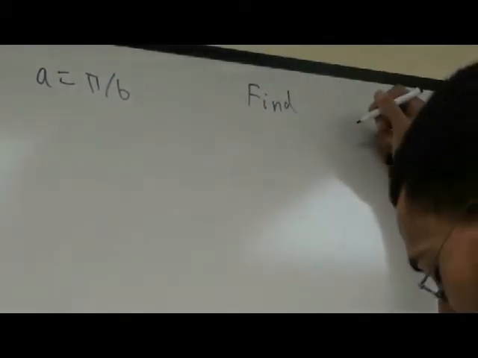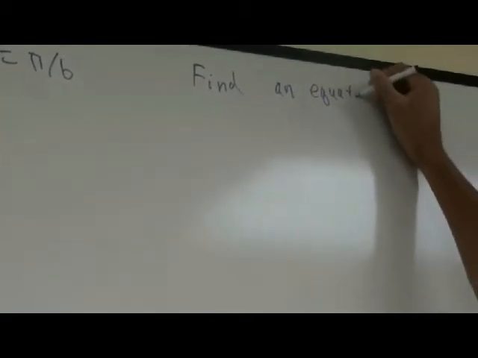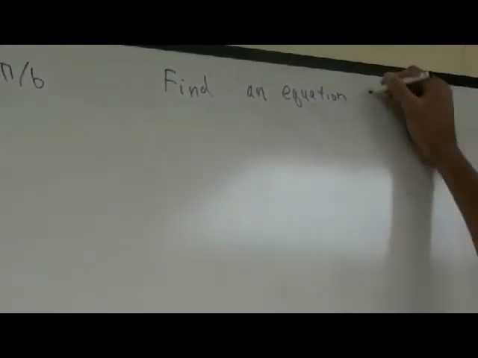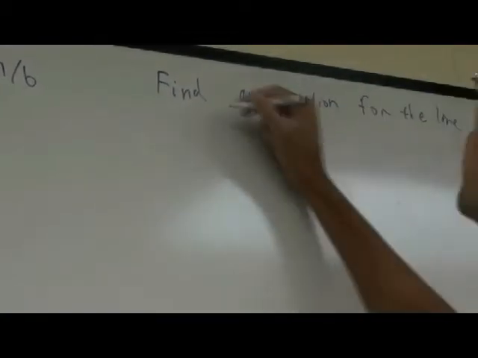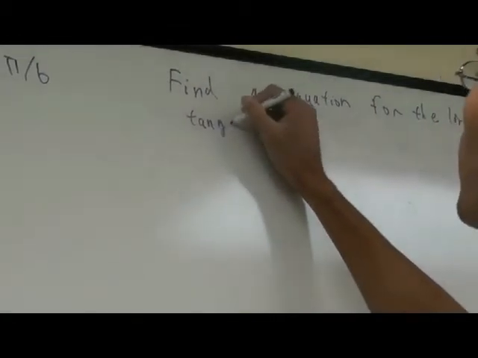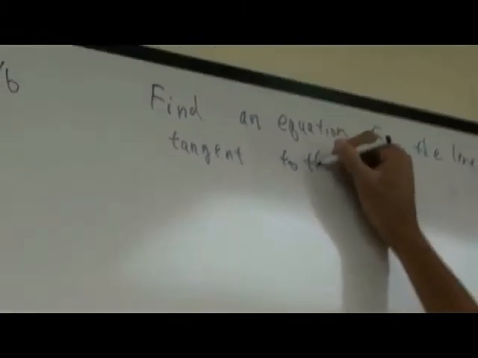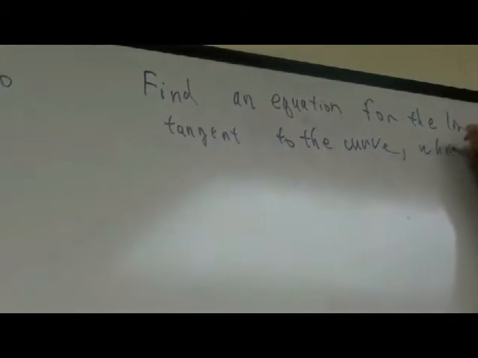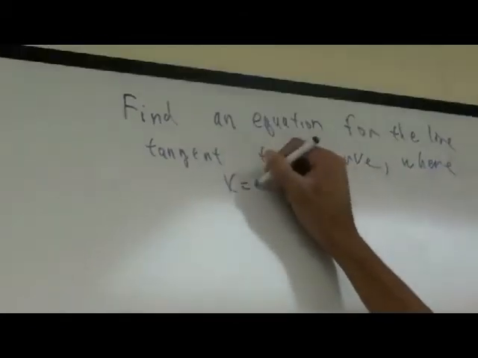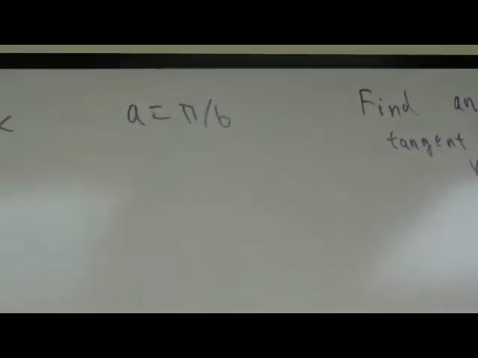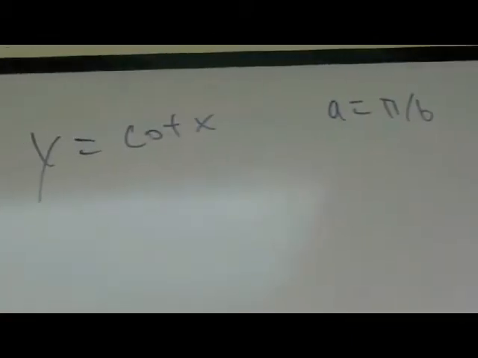What we have to do is find an equation for the line tangent to the curve where x equals a. So of course they could have just said x equals pi over 6, but they try to throw you off by putting that as a because the book is stupid.